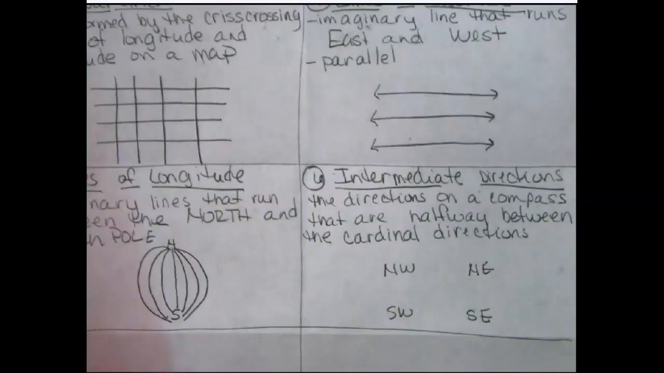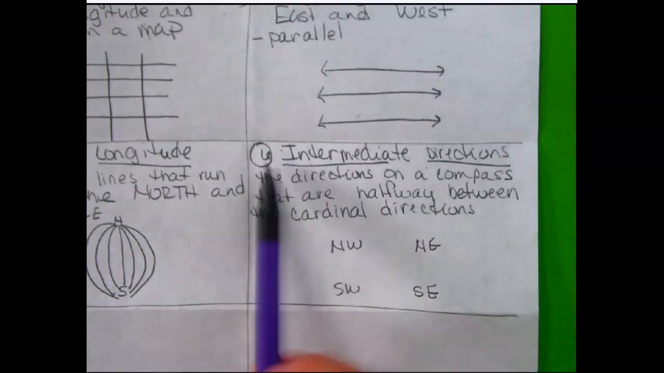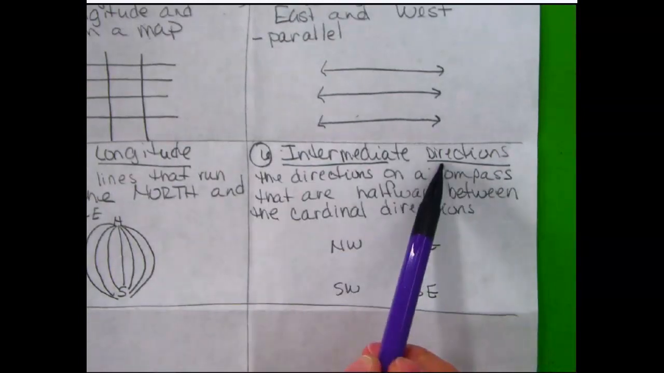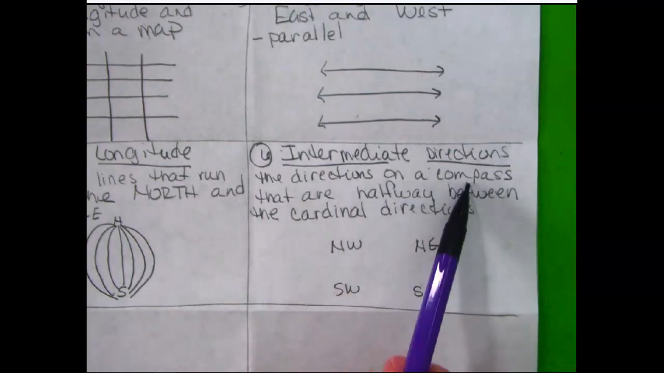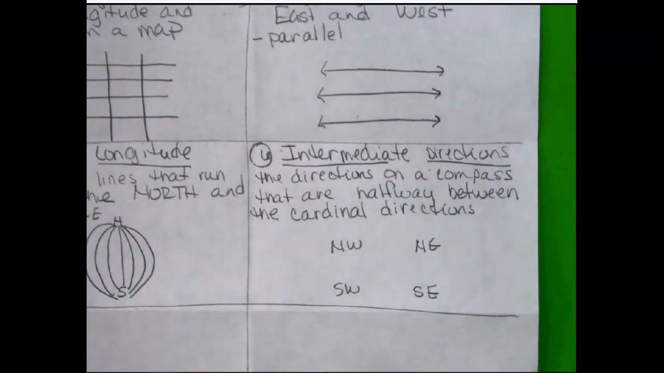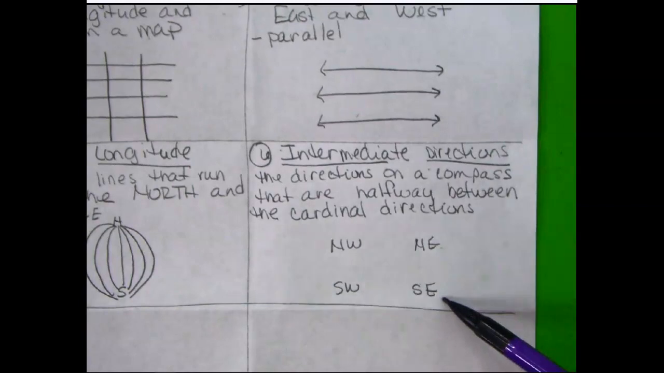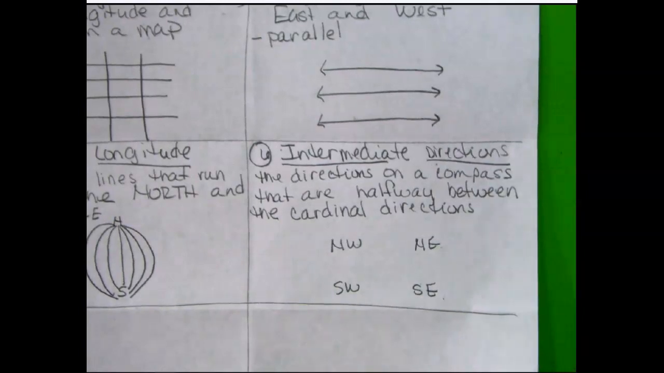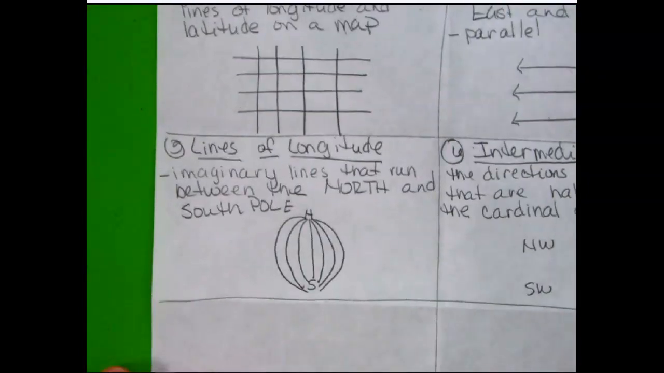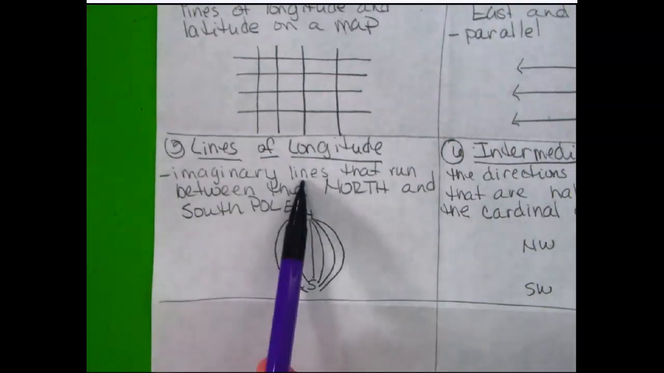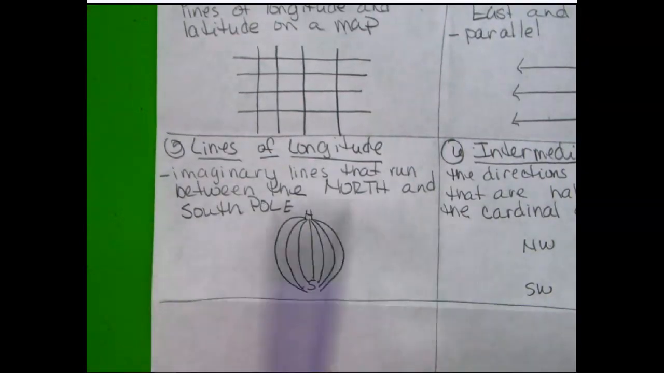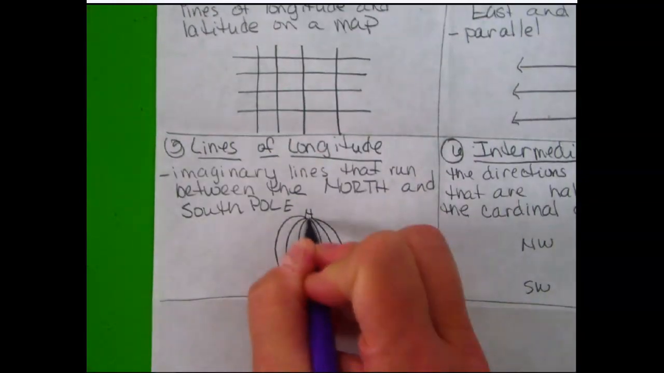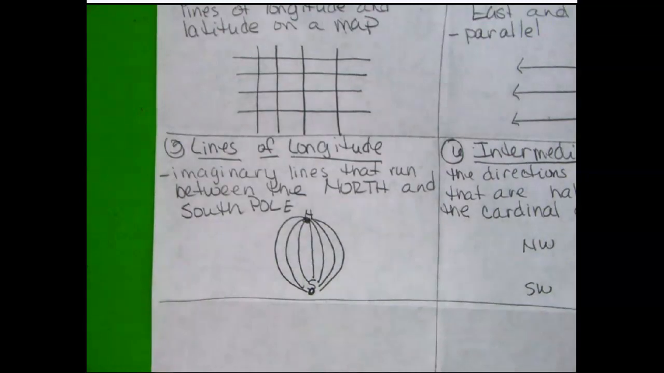Two more things. Y'all couldn't see that probably, so let me go back over that again. So number 6 is intermediate directions. They are the directions on a compass that are halfway between the cardinal directions. They are the northeast, the southeast, the northwest, the southwest. And just in case we couldn't see number 5, I will show you the lines of longitude are the imaginary lines that run between the North and South Pole. Okay? Remember, you can always pause if you need to catch up.